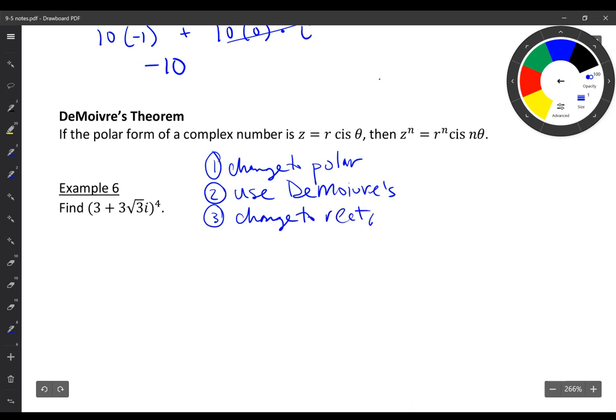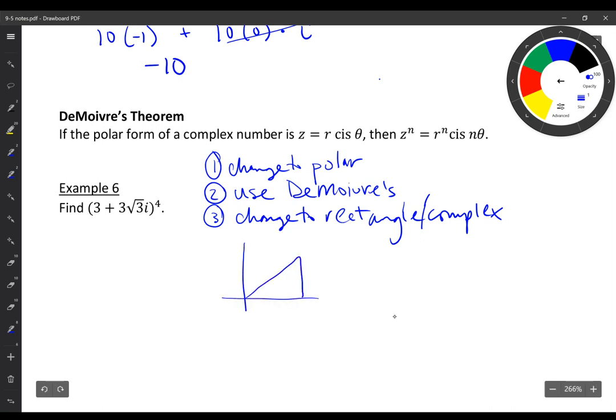And we will play around in class with just raising things using Pascal's triangle to the 4th power versus using DeMoivre's, and just kind of comparing our work steps and what's going on. So if I want to change this to polar, I need to draw a picture. This is going to be in quadrant 1.